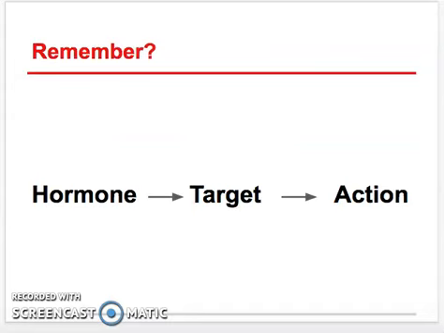When we're thinking about the endocrine system, obviously endocrine glands produce hormones, and those hormones circulate through the bloodstream, and eventually they're going to bump into a cell that has the right receptor for those hormones. When the hormone binds to the receptor, it's going to change the action inside the cell. It's going to change something about the metabolism of the cell.